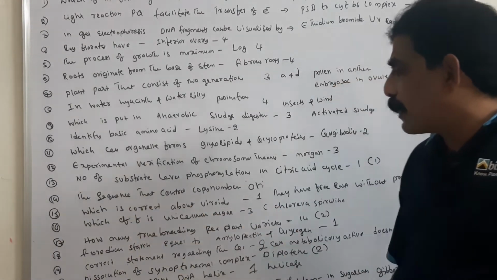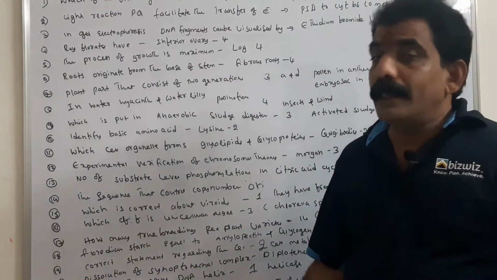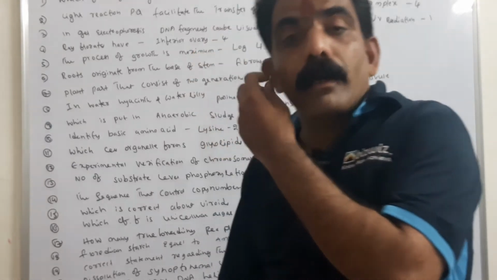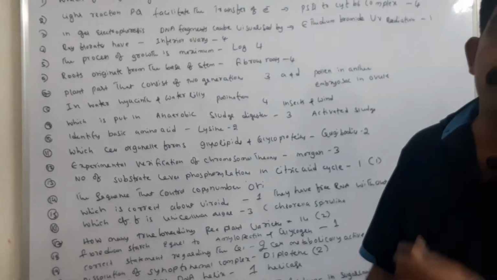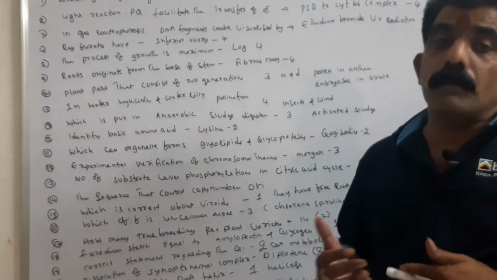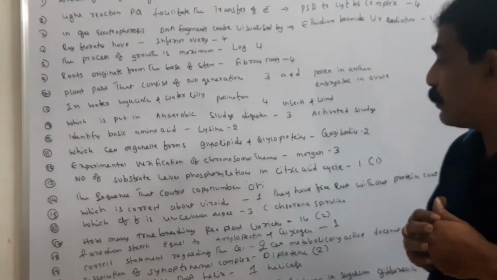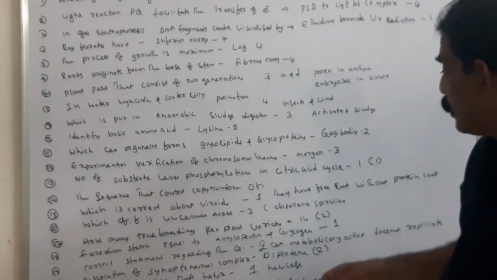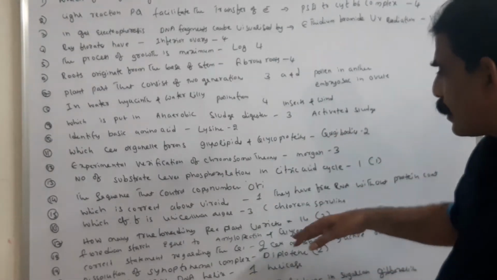Next, the sequence that controls the copy number. In recombinant DNA technology, the sequence that controls the copy number is ORI, the origin of replication. Origin of replication is not only responsible for the initiation of replication, but it also controls the copy number. So the right answer is the ORI site, origin of replication.